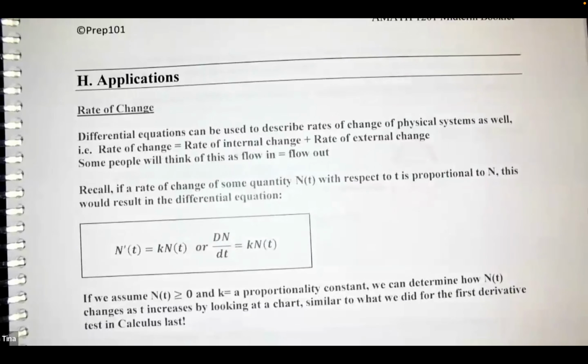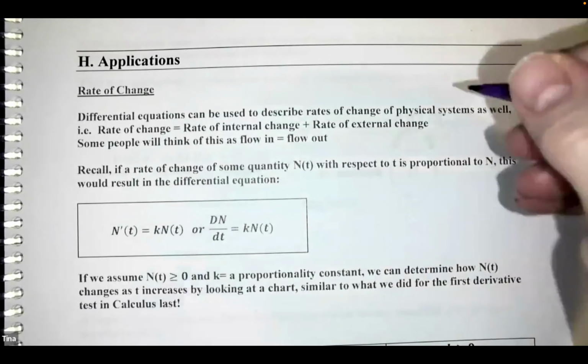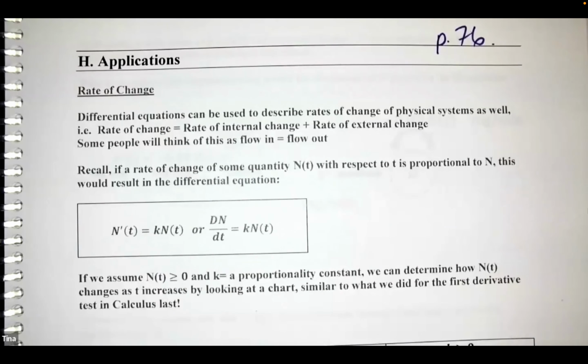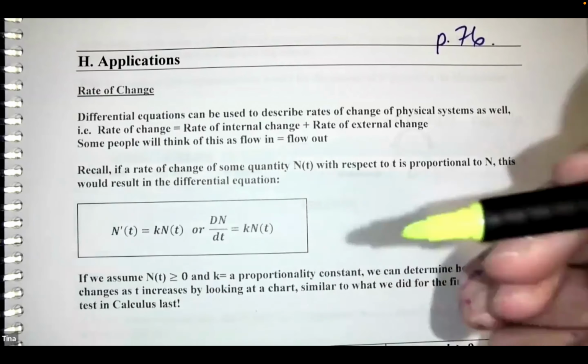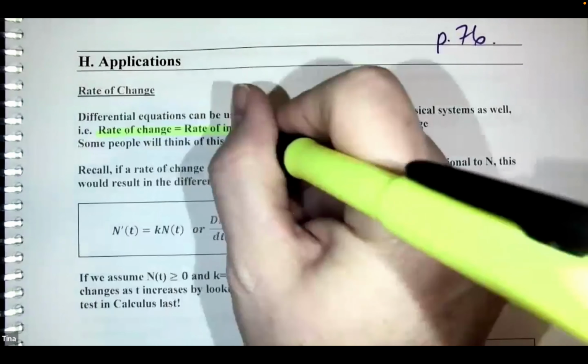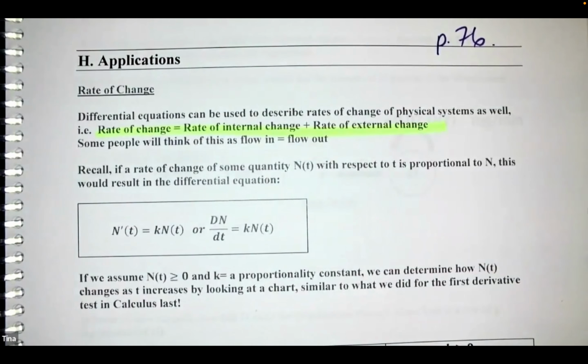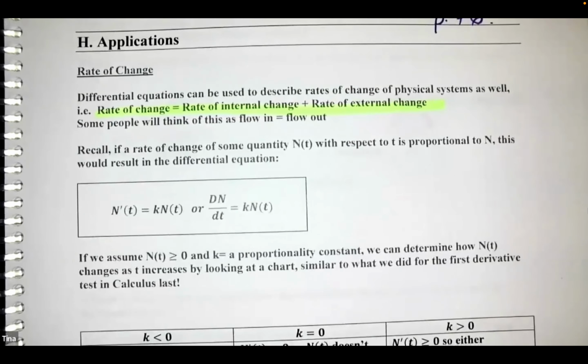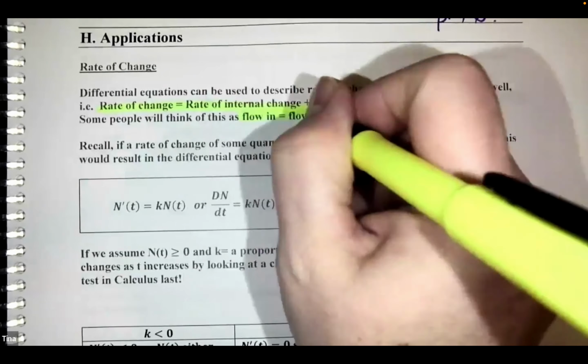So applications, we can first just mention rate of change. Rates of change, we know in equals out, right? Sometimes we talked about network flow problems, like in Math 1600. So rate of change is the rate of internal change plus the rate of external change. And again, some people think like flow in equals flow out.